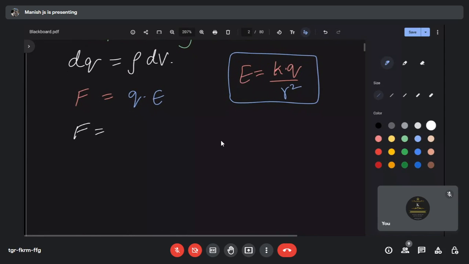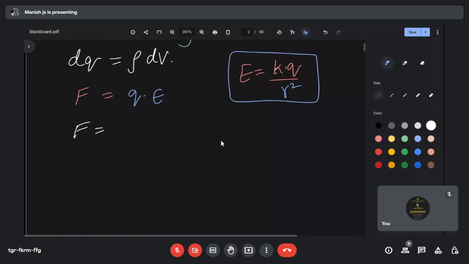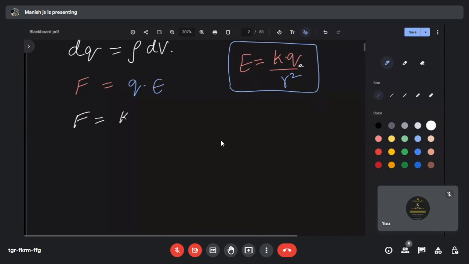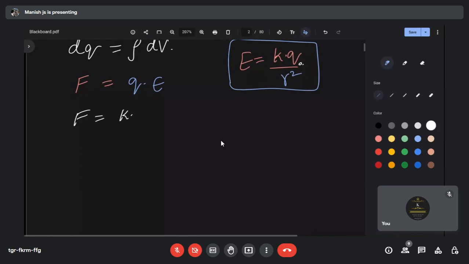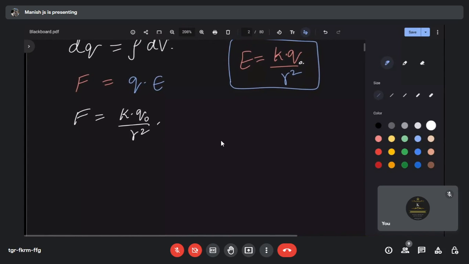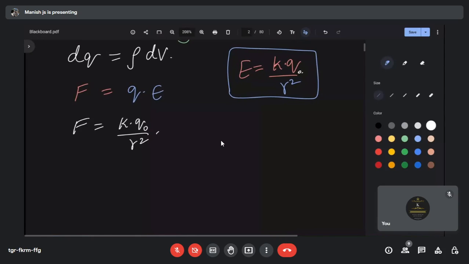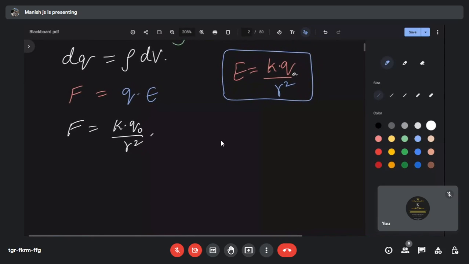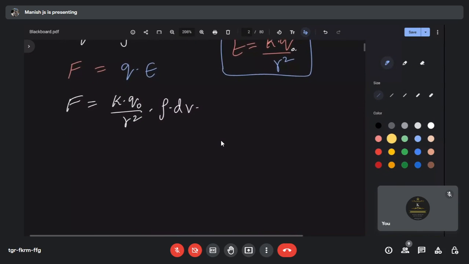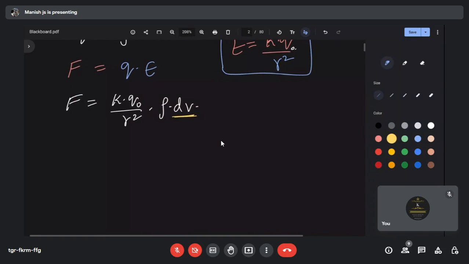So F is equal to, now I am going to express this. So E, I can substitute in terms of the test charge, but it is nothing but K Q naught upon R square. So I am substituting that. So K times Q naught upon R square, into our Q. So dq is nothing but rho into dv. We already know that, so I am substituting that also. And now you can see we have a factor of integration.